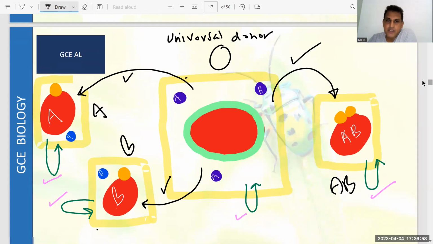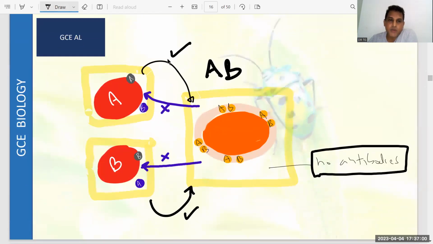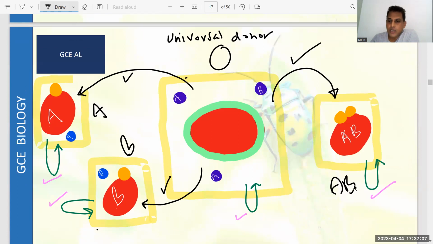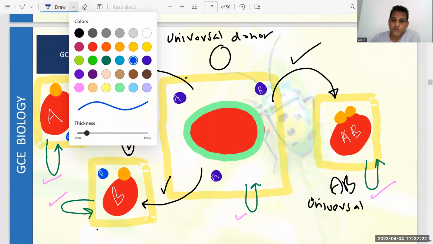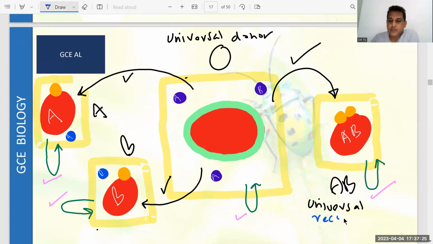Now here we have seen AB can accept from A, AB can accept from B, and AB can accept from O. So AB is a universal recipient. The recipient is the one who is taking the blood, and the one giving is the donor. AB is a universal recipient. O is a universal donor.